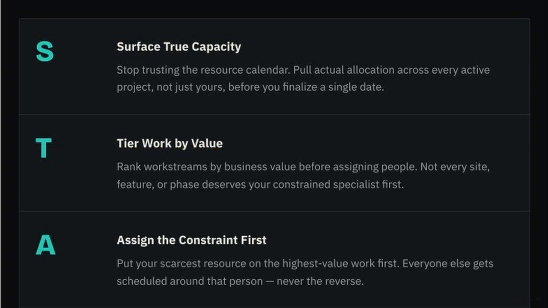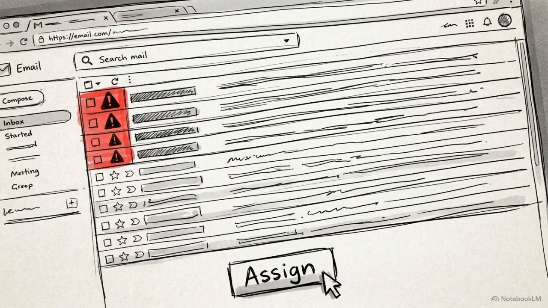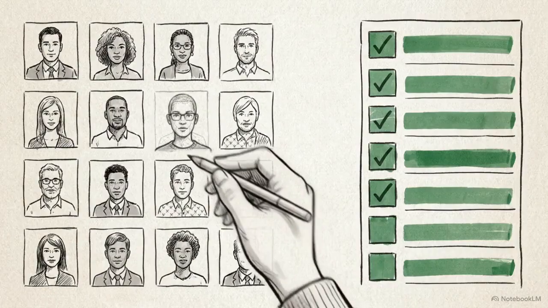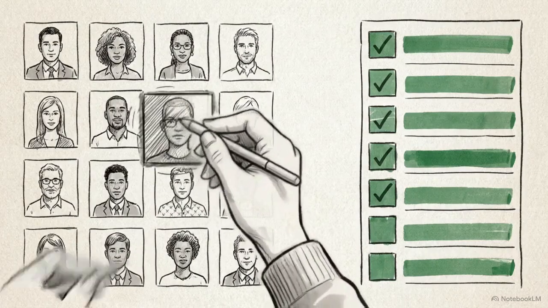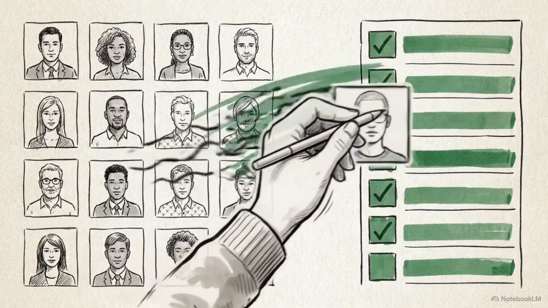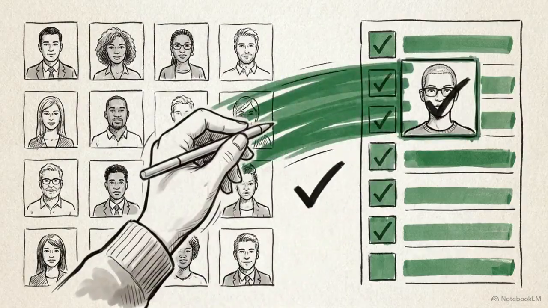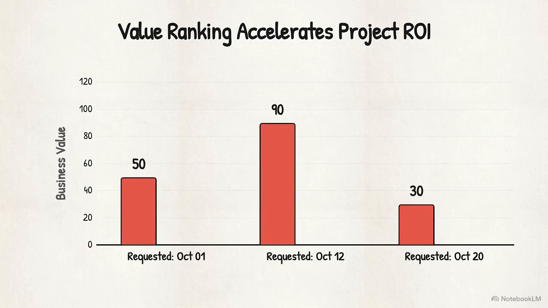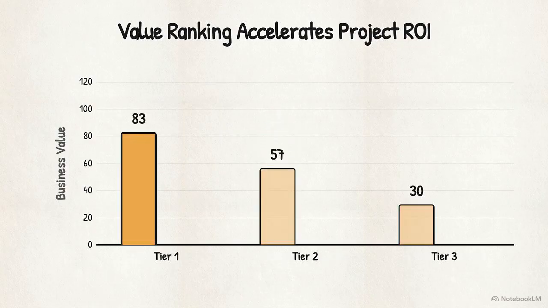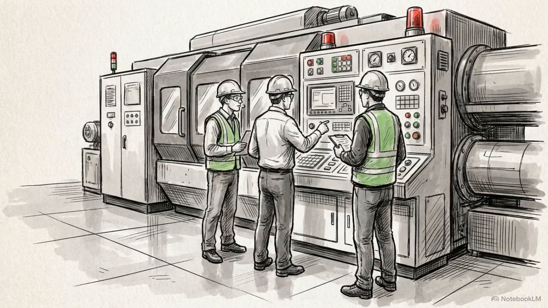Before you assign a single person to a task, you must rigorously rank your project phases, features, or sites by their actual value to the business. It is common to fall into the trap of first requested, first served assignments. But assigning scarce specialists based on who asked earliest is arbitrary. The constraint must go to the highest value work. Prioritizing your personnel based on business value rather than chronological request order protects the company's return on investment. It ensures your most critical objectives get the manpower they actually need.